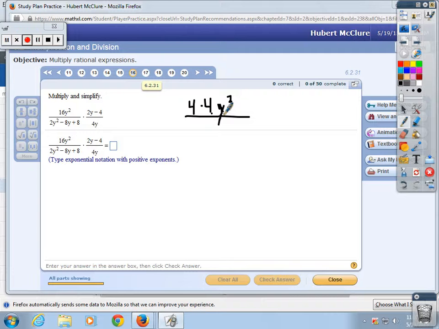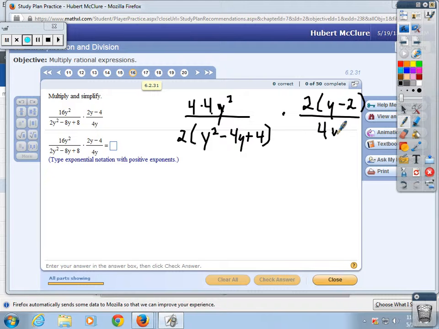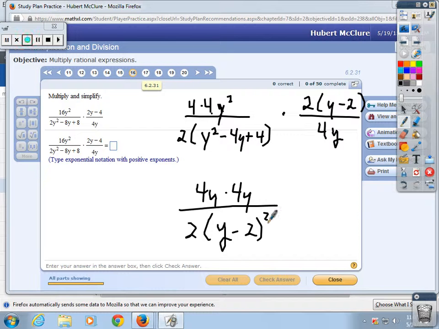This right here, I'm going to factor out a 2. That'll give me y squared minus 4y plus 4, and I know I can factor that. 2 times y minus 2 over 4y. And this is shortcut number 3, 2. 4y times 4y, if you want to do it that way. 2 times y minus 2, quantity squared, times 2, y minus 2 over 4y.